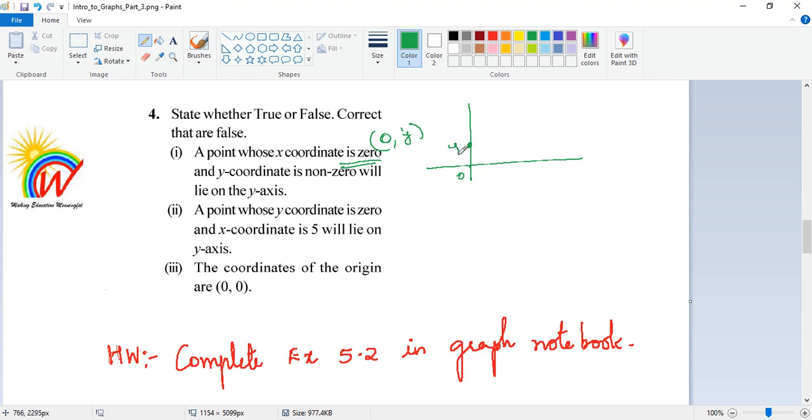Let us say this is your y. It could be any number, 1, 2, 3, 4, anything. So it's actually lying on the y-axis. So that's what they are saying. So it's true. The next one: a point whose y coordinate is 0 and x coordinate is 5 will lie on the y-axis.